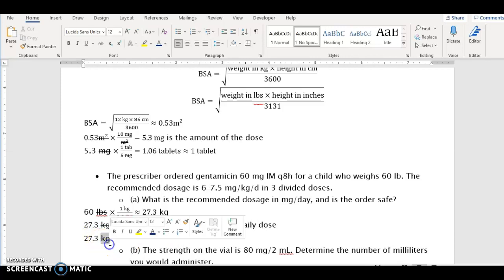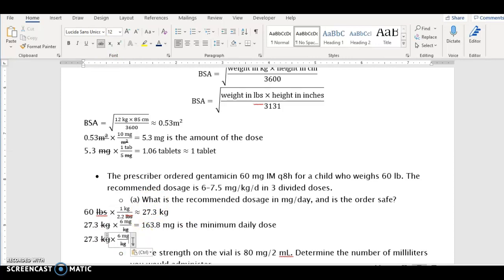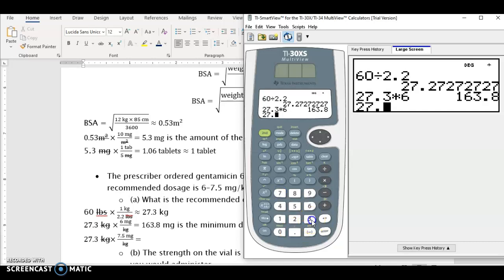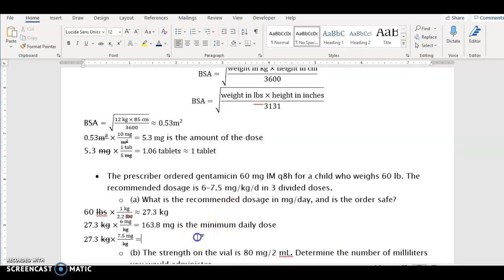Now we're going to do a similar calculation to get the maximum dose. So 27.3 by 7.5. Let's round that to the nearest tenth. So 204.8 would be the maximum daily dose.